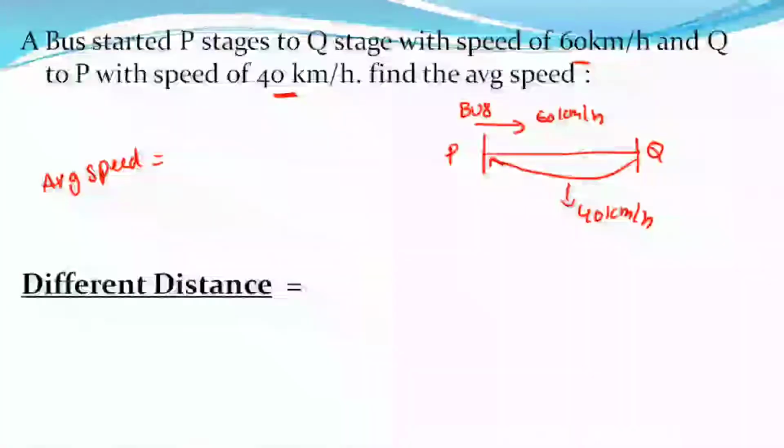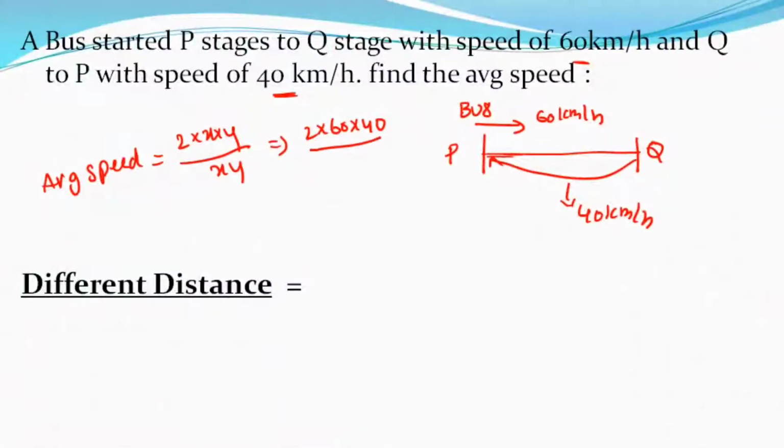So check the distance, P stage to Q stage, Q stage to P stage. The distance is the same, or equal. Then the average speed is 2 into product by sum, 2 into x into y by x plus y. So 2 into 60 into 40, the two speeds, 60 kilometer per hour and 40 kilometer per hour, by x plus y.